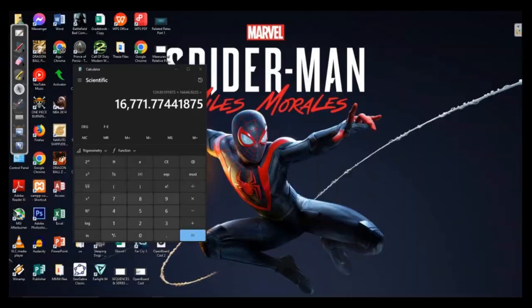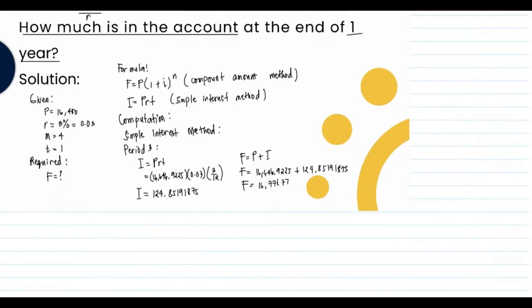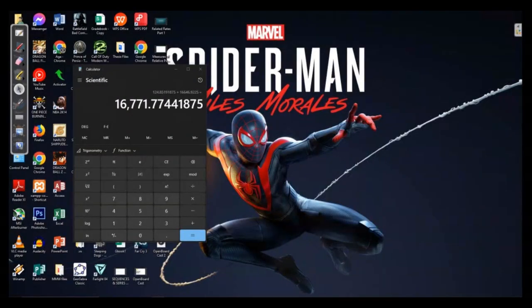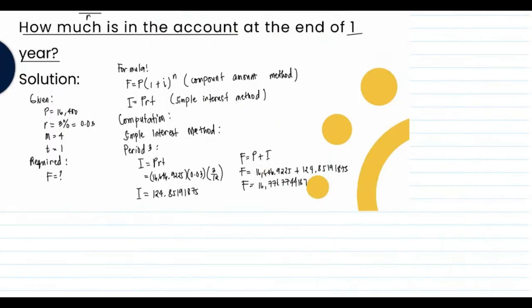So 16,771.77441875. We are going to replace this one again for period 4. So this would be erased. So this would be now 16,771.77441875 times 0.03 times 3 over 12. And then we would calculate again for its interest.